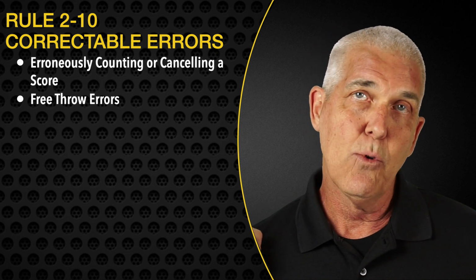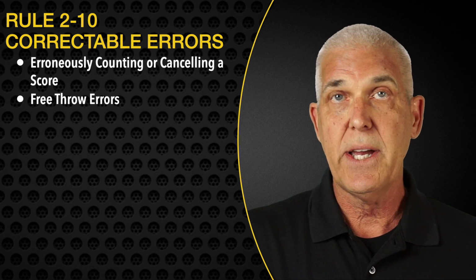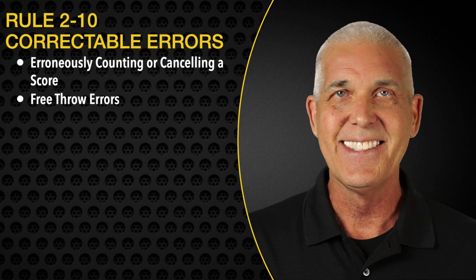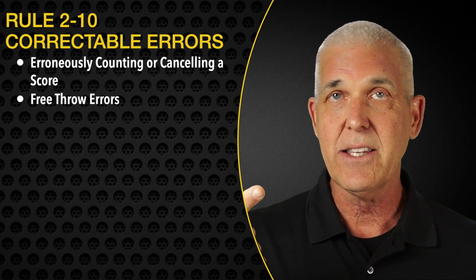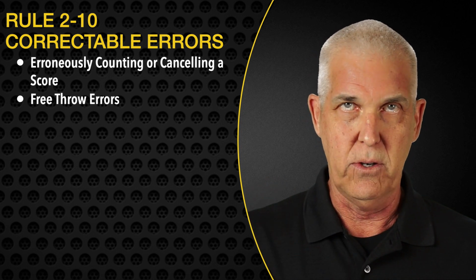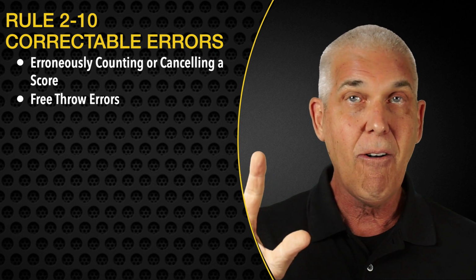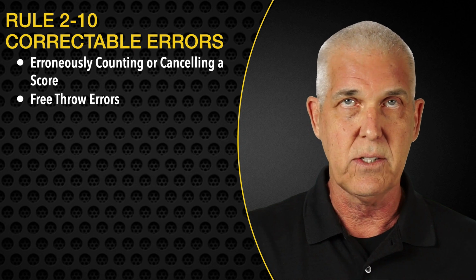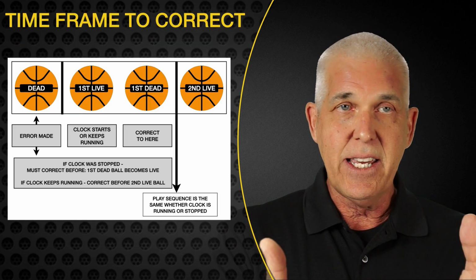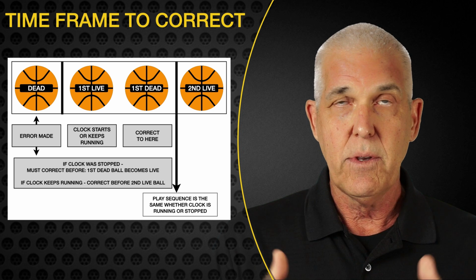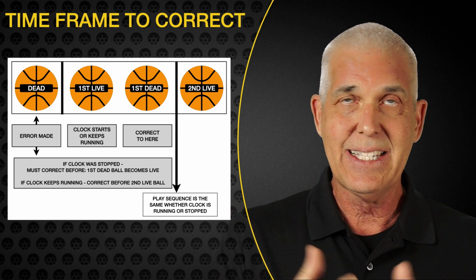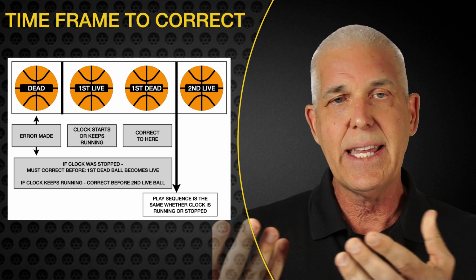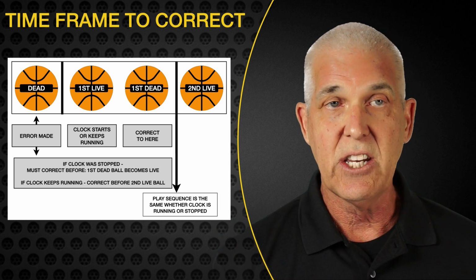Okay, so we've broken down Rule 210, correctable errors. There's basically two scenarios: erroneously counting or canceling a score and free throw errors. All 5 correctable error scenarios deal with one of those two things. Now, we're going to bring our chart into the equation here. You've seen something like this. It exists in the rules book. It exists in training materials. And it's a visual aid that helps us make a determination.